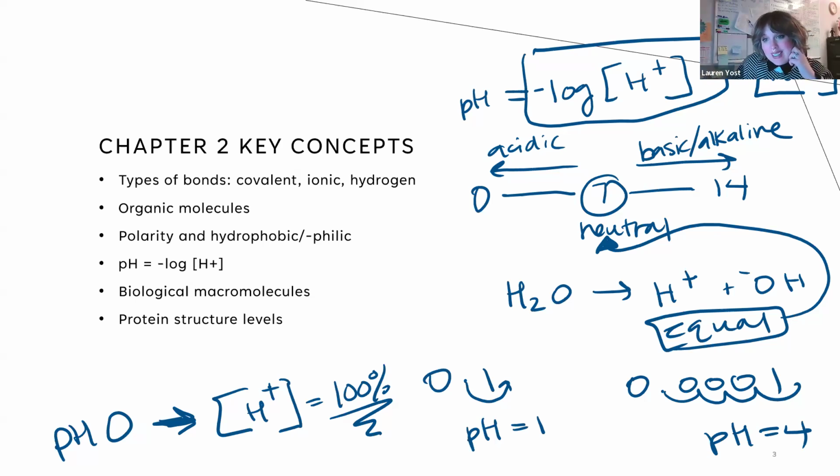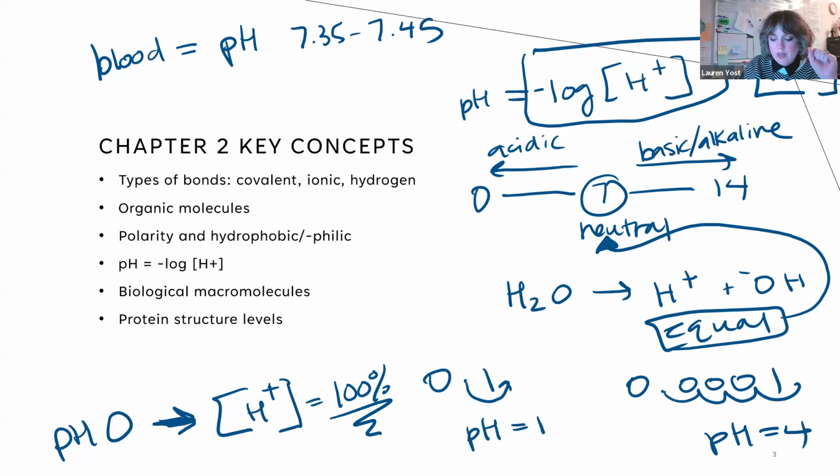And that just means you have less and less hydrogen ions in comparison to water. But a lot of our comparisons in biology aren't necessarily going to be in comparison to water. Sometimes it is, but sometimes I might ask you to compare it to other systems, and that might be blood, for example. For blood in humans, the pH is 7.35 to 7.45, and if you deviate outside of that, you've got problems.